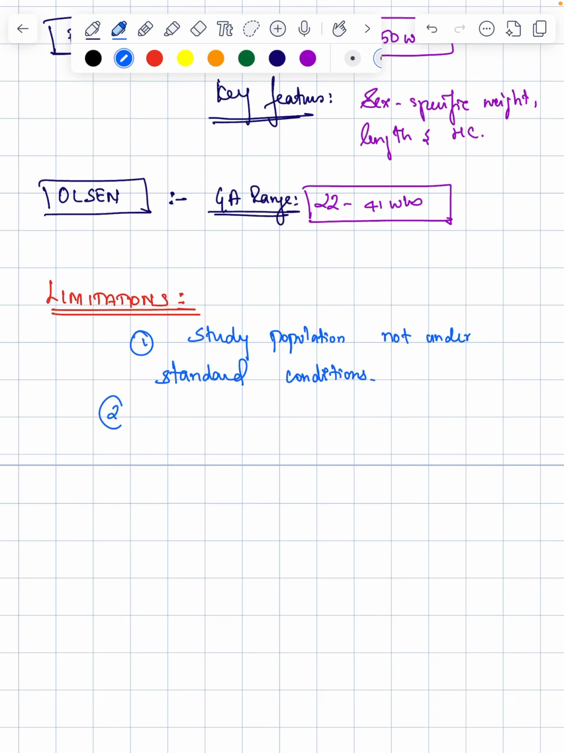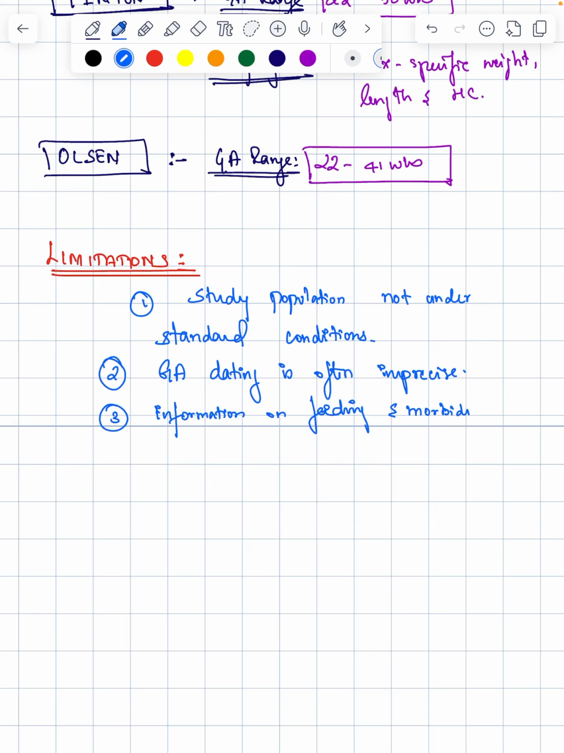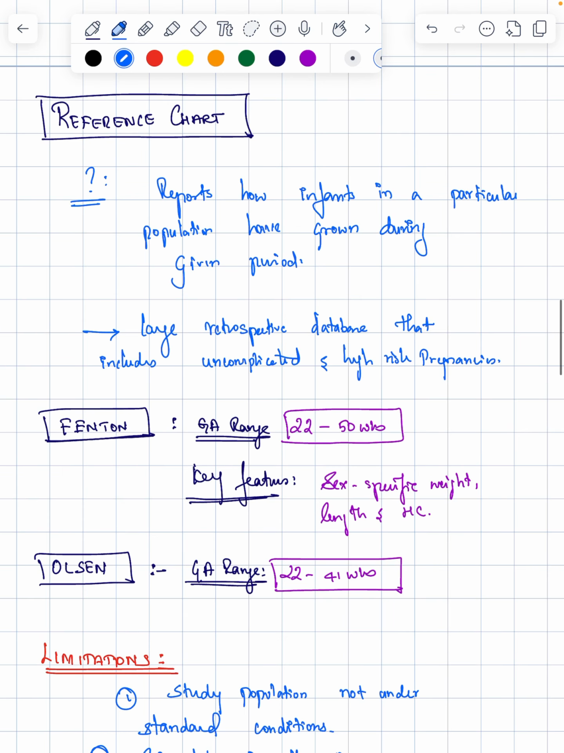Second point, the gestational age dating is often imprecise. Third point, information on feeding and morbidity is incomplete. Right? These are the important points you have to know about your reference chart.